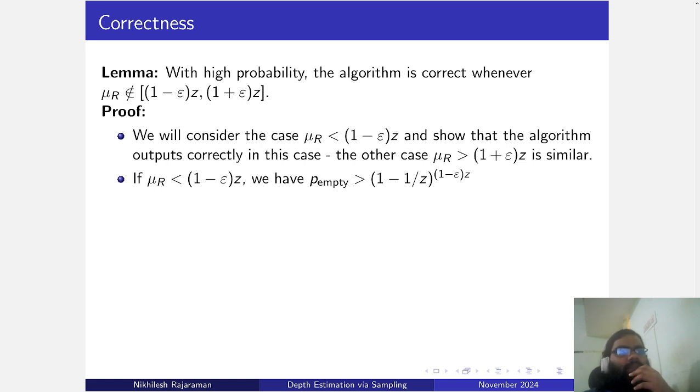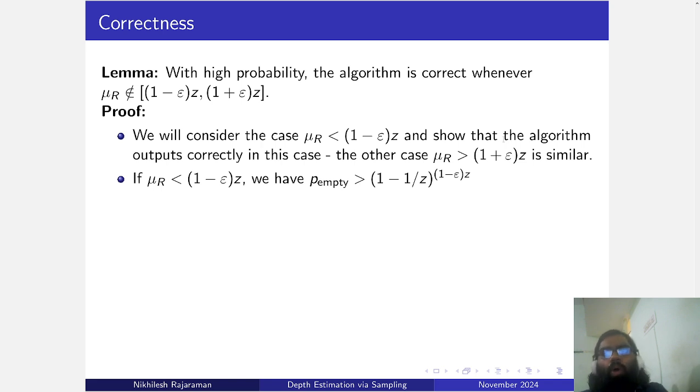So the idea here is that the algorithm makes its decision based on which side of the threshold the depth lies in, by estimating the emptiness probability and comparing it to 1 - (1/z)^z. Because we have this (1 - epsilon) times z in the exponent instead, and we have this gap, the algorithm only makes a mistake if our estimate is sufficiently far away from the true value, because it has to jump over this gap.